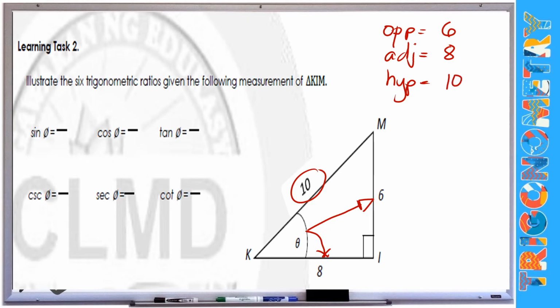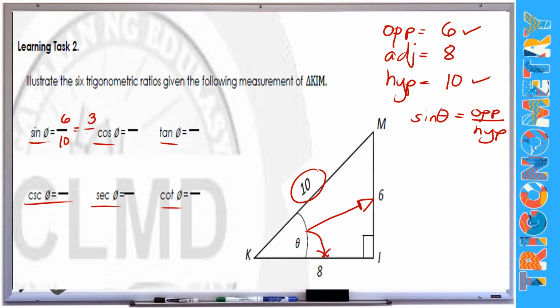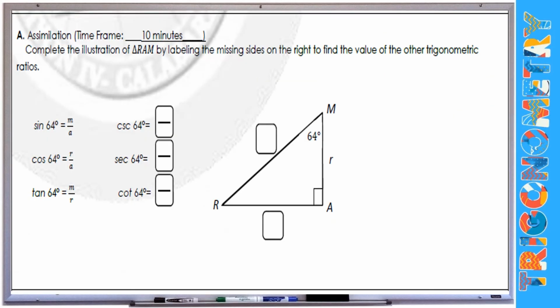So you just have to find the formula for sine, cosine, tangent, cosecant, secant, and cotangent. For example, I'm just going to answer your sine. Remember, our formula for sine theta is your opposite over hypotenuse. Our opposite is 6 and our hypotenuse is 10. So that is 6 over 10. You can get its lowest term, which is 3 over 5. Then just go back again to find the formulas for cosine, tangent, cosecant, secant, and cotangent and get its lowest term. Let's go now to our assimilation part.